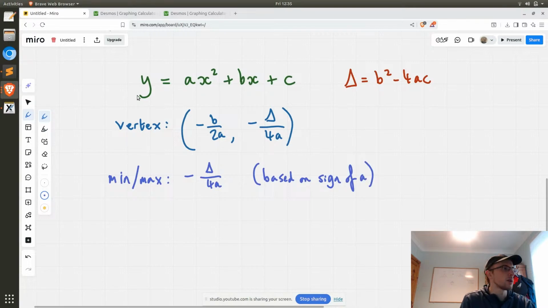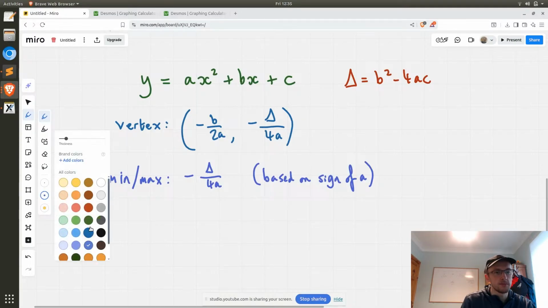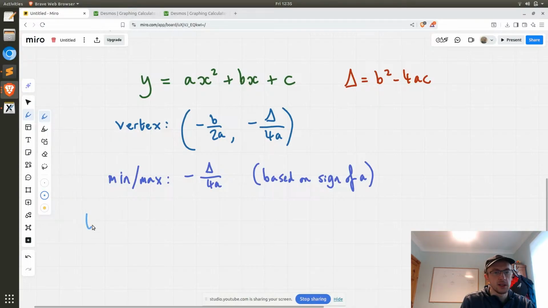And what else do they want? They want the line of symmetry, right? So the line of symmetry is minus b over 2a. But what do I mean by that exactly? Because a line of symmetry is not a number. Well, it'll be a vertical line, and therefore it'll be x equals minus b over 2a.